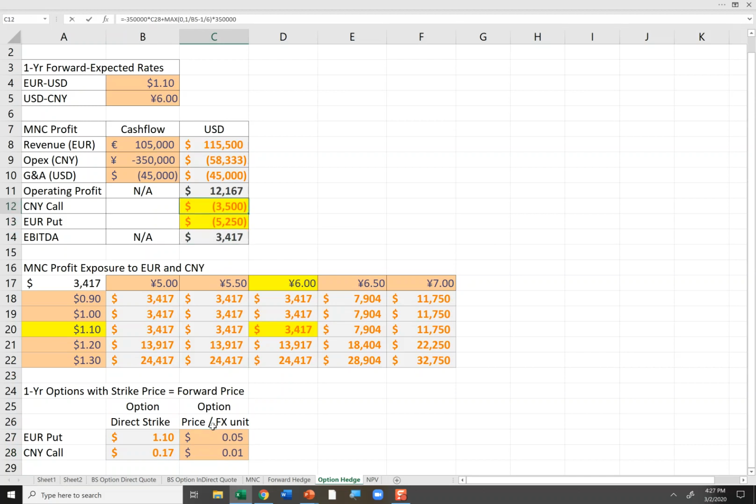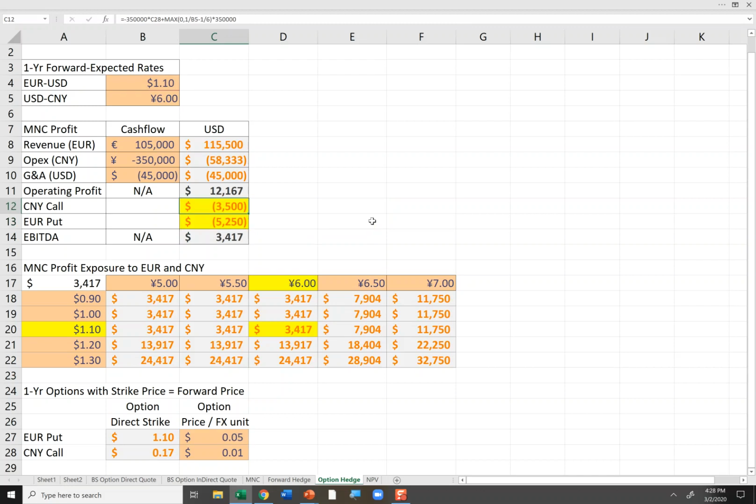So let's put our formula in for the payoff of a call and put. Remember, we have a call on the Chinese yuan. The first thing I did is put in the cost of the option: 350,000 times 1 penny. And here's the payoff of a call option: max of 0, spot price minus the strike price of 6, inverting both of them, times 350,000. What this represents right now is just the cost of the option. And here's the cost of the put, 105,000 times 5 cents per put, and here's the max of 0, strike price minus spot price, times 105,000.